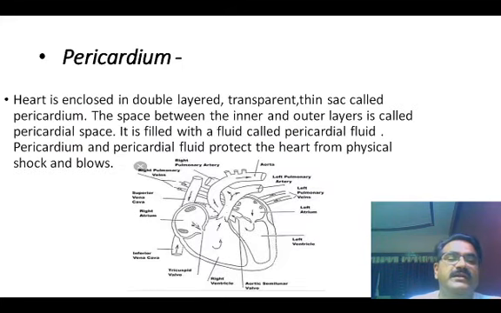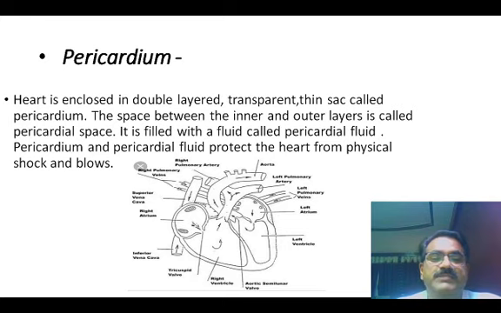Then the heart is covered by the pericardial membrane, a double layer pericardial membrane: the outer pericardial membrane and the inner pericardial membrane, and in between these two membranes there is a space. This space is filled with pericardial fluid, and this pericardial fluid has the ability to absorb mechanical shocks, so it protects the heart from mechanical injury.